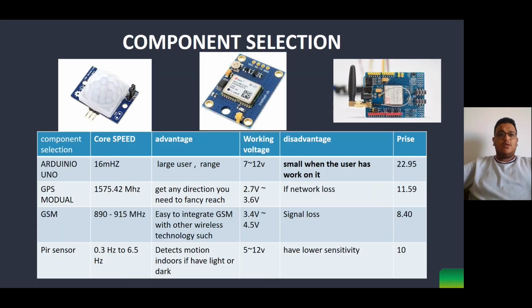And this is my component selection. As I said, I use Arduino Uno and GPS module and GSM and PIR sensor. As you can see, all this is different between all of my components: the core speed, advantage, working voltage, disadvantage, and the price.